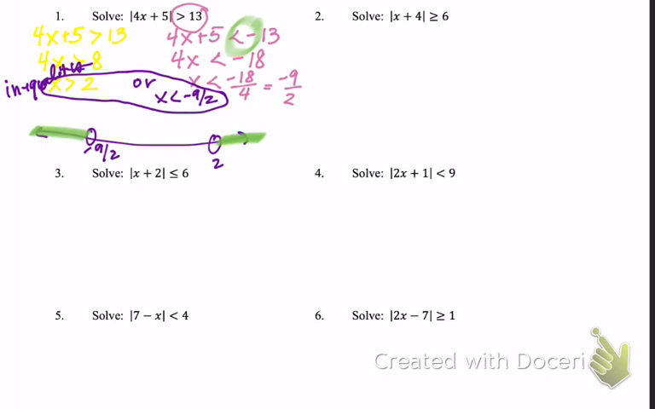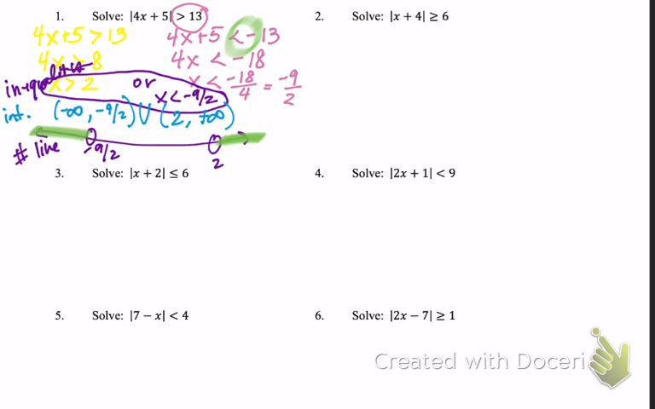If I said represent it on a number line, then I would want it to look like this. If I said write it in interval notation, then I would be looking for negative infinity to negative 9 over 2, parenthesis, union, parenthesis, 2 to positive infinity. So that would be interval notation. So there's three different ways that you can represent it.